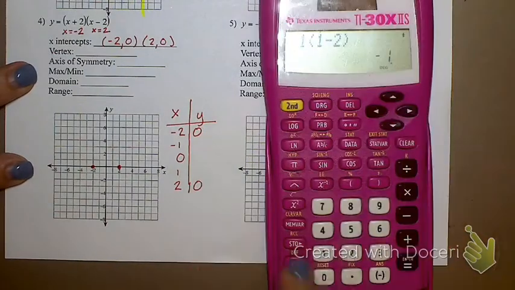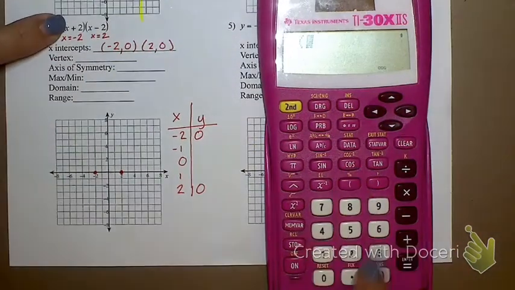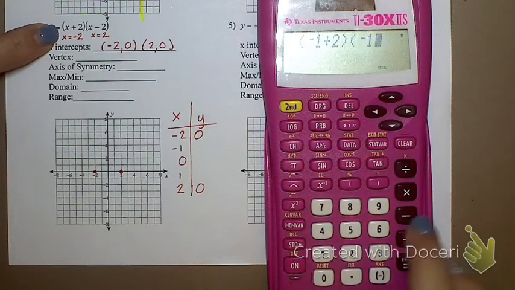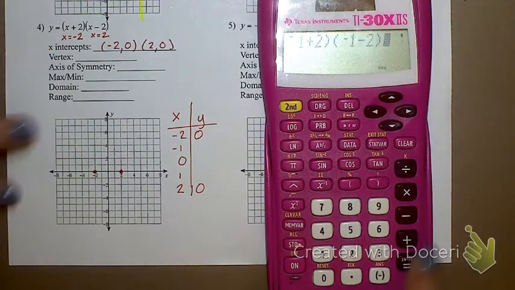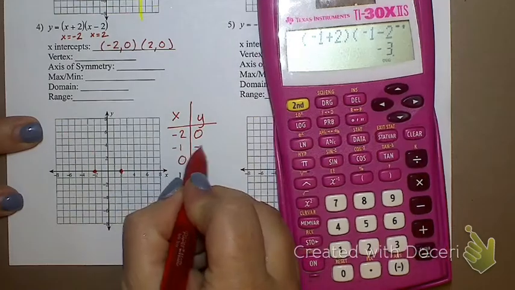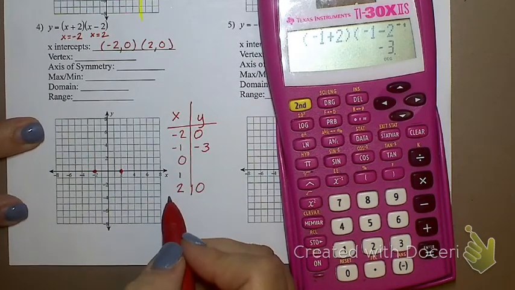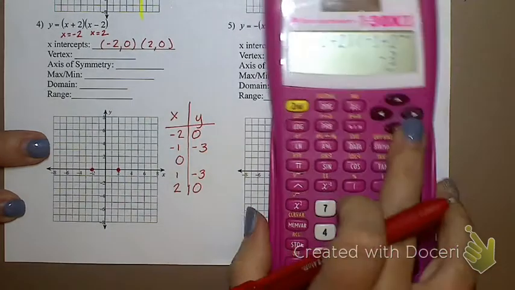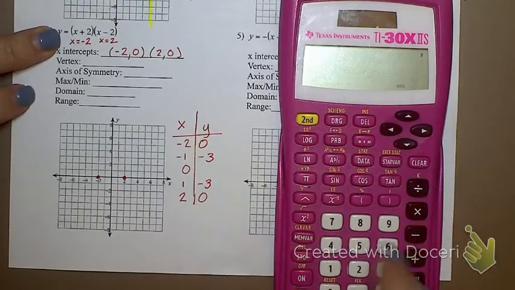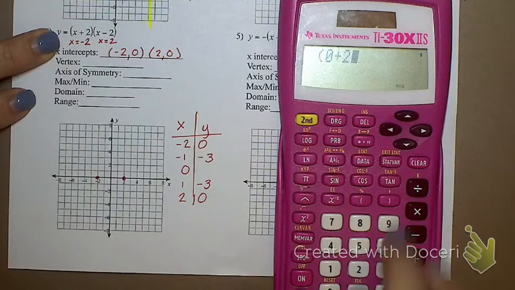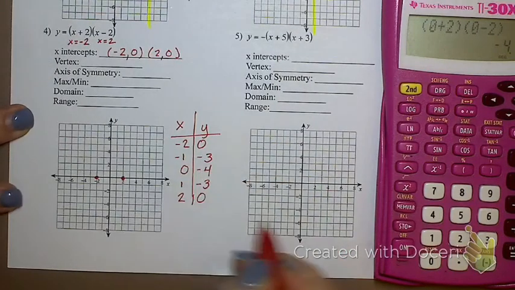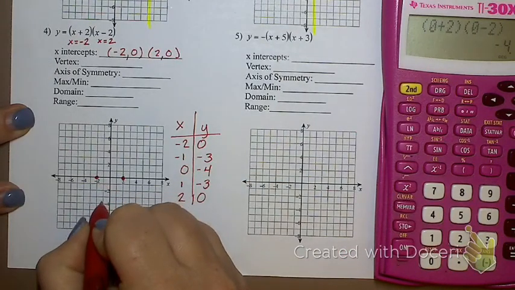Let's go plug in -1. So, parentheses -1 + 2 and parentheses -1 - 2. I get -3. What other value is also -3? The 1. And now 0. 0 + 2 in parentheses and 0 - 2 in parentheses gives me -4. So fill in the rest of our graph.